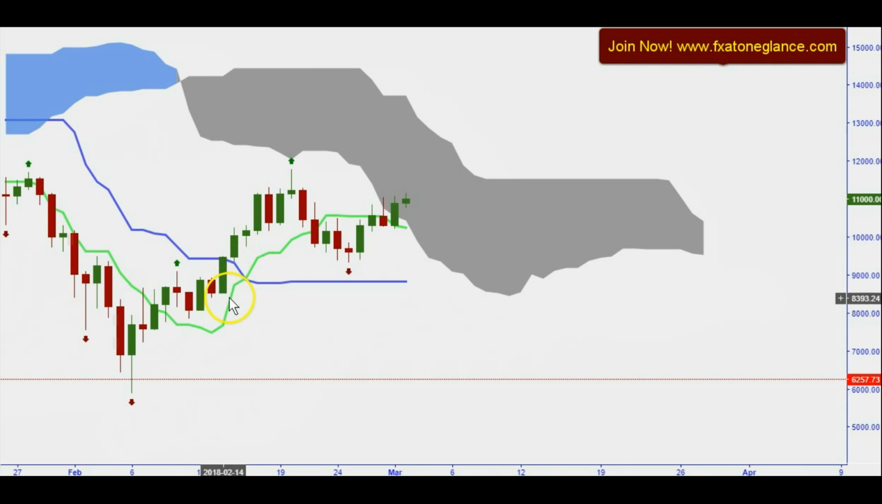So Tenkan-sen crossed above Kijun-sen from below to above. So that's bullish. All right, so you would therefore be looking for trades on this fractal right here. And then you're going to look to enter here. A lot of times I use this as my stop. You could use that as your stop, or you use this level as your stop, or your Kijun-sen, or the fractal, or the candle that violates. So you've got different levels that you can use.